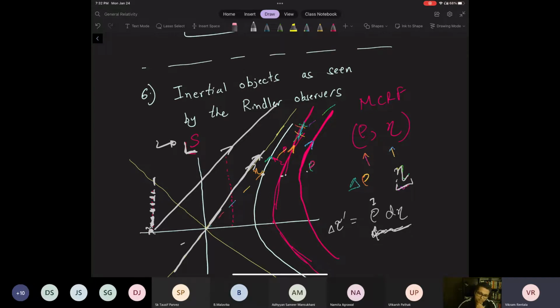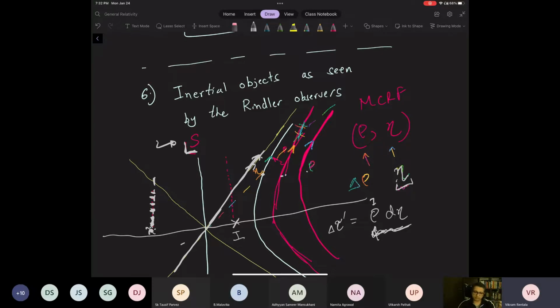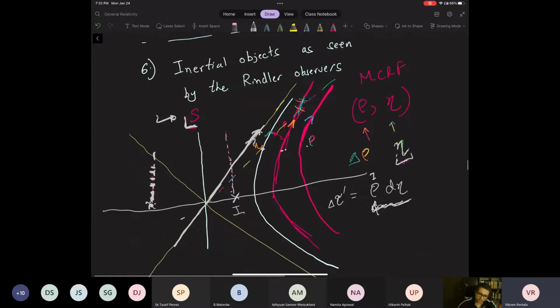But on the other hand, if you look at this observer here, let me call this the inertial observer I, and let's watch their world line. They're at rest in frame S, so only their time coordinate is changing. What you see is that at every instant of time they're switching hyperbolas, from one hyperbola to another.